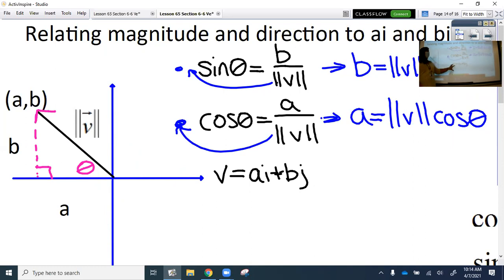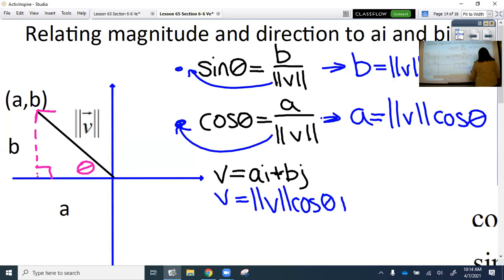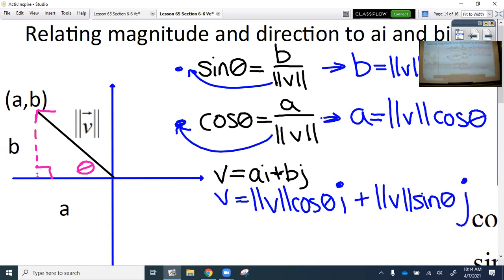So what that says is if I have a vector, instead of calling it ai plus bj, I could call it the magnitude of v times cosine of theta, that's my i, plus magnitude of v sine of theta is my j. I just substituted in what we solved for.